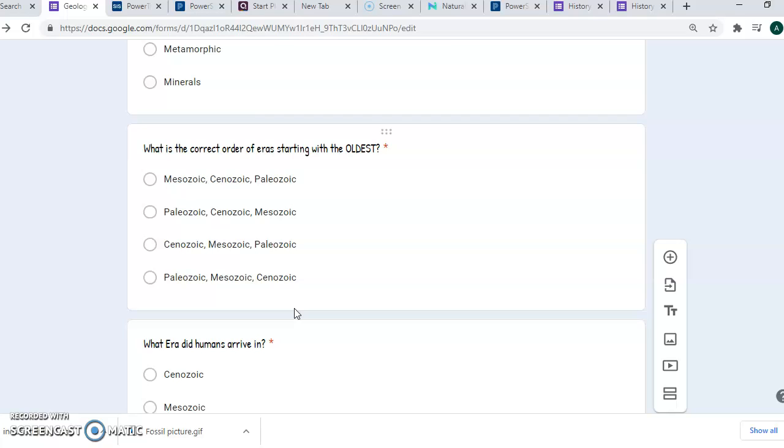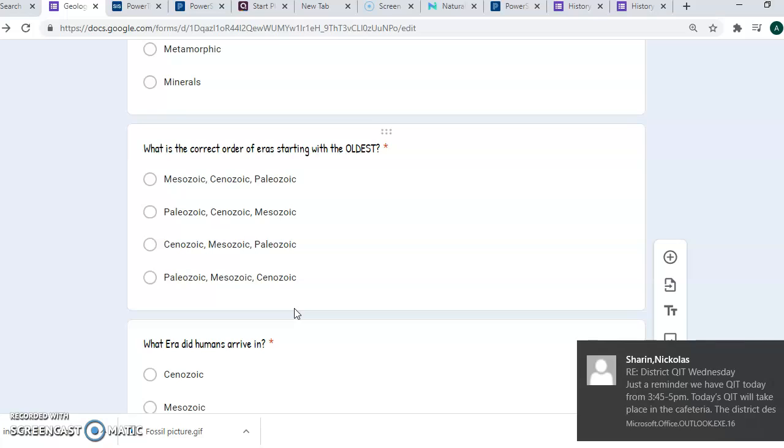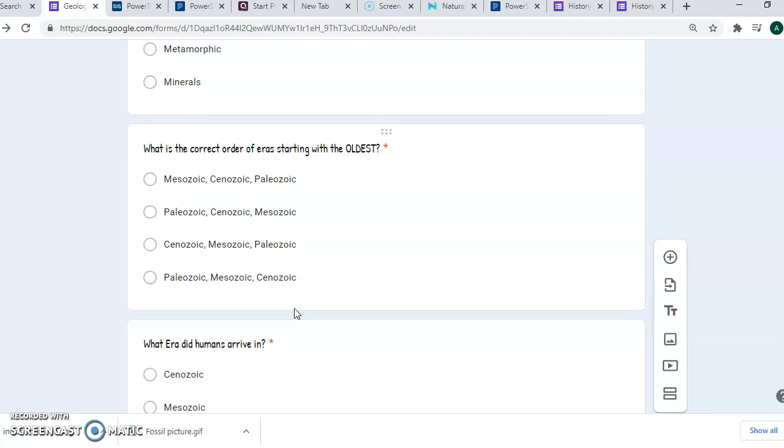What is the correct order of eras starting with the oldest? Mesozoic, Cenozoic, Paleozoic. Paleozoic, Cenozoic, Mesozoic. Cenozoic, Mesozoic, Paleozoic. Paleozoic, Mesozoic, Cenozoic.